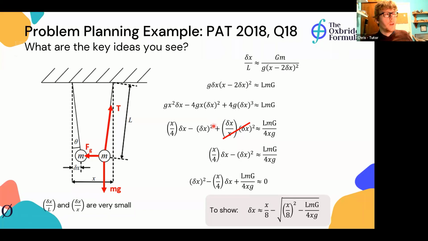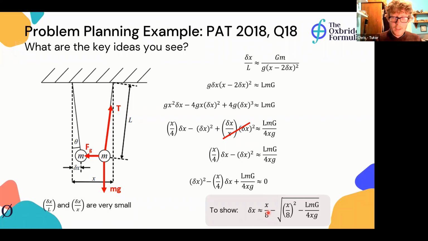So it's not quite so much that delta x itself has to be very small, but it has to be very small compared to x. So what really matters is the ratio between delta x and x. But if we had the plus, so if it was x over 8 plus something, then delta x would be bigger than x over 8.